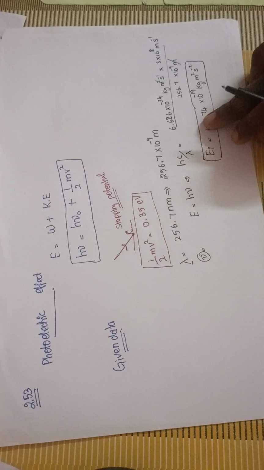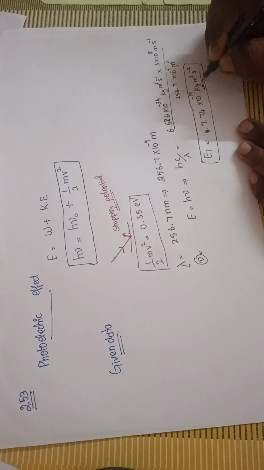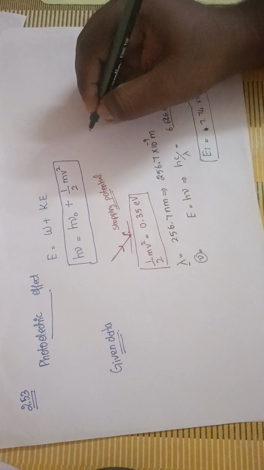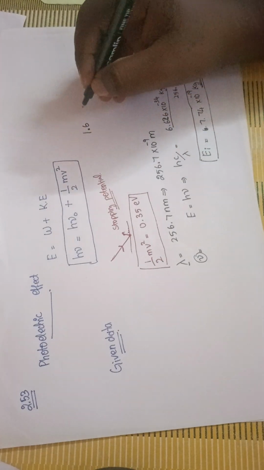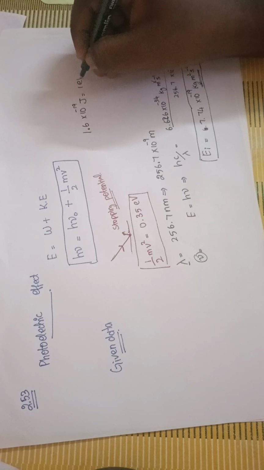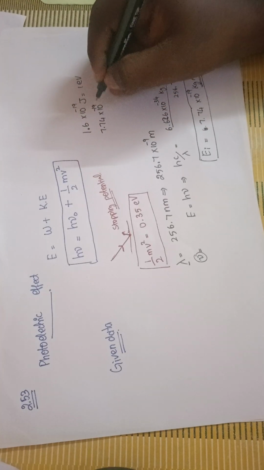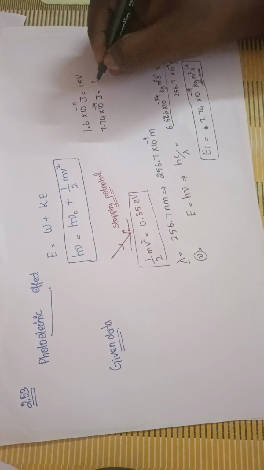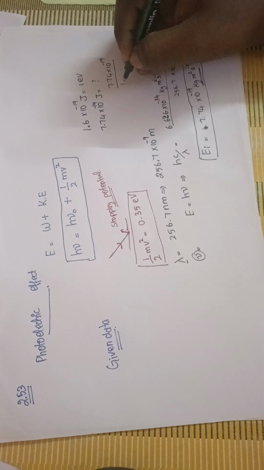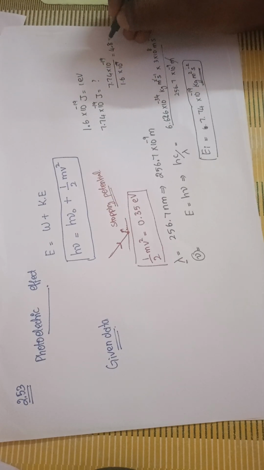So இப்போ நமக்கு incident light-ஓட energy தெரியும், kinetic energy value தெரியும். Incident energy in terms of joules-ல் இருக்குது. So we should convert into electron volt. அந்த conversion factor, 1.6 into 10 power minus 19 joules equal to 1 electron volt. Now we have 7.74 into 10 power minus 19 joules. So the electron volt will be 7.74 into 10 power minus 19 divided by 1.6 into 10 power minus 19, which will be equal to 4.8 electron volt.